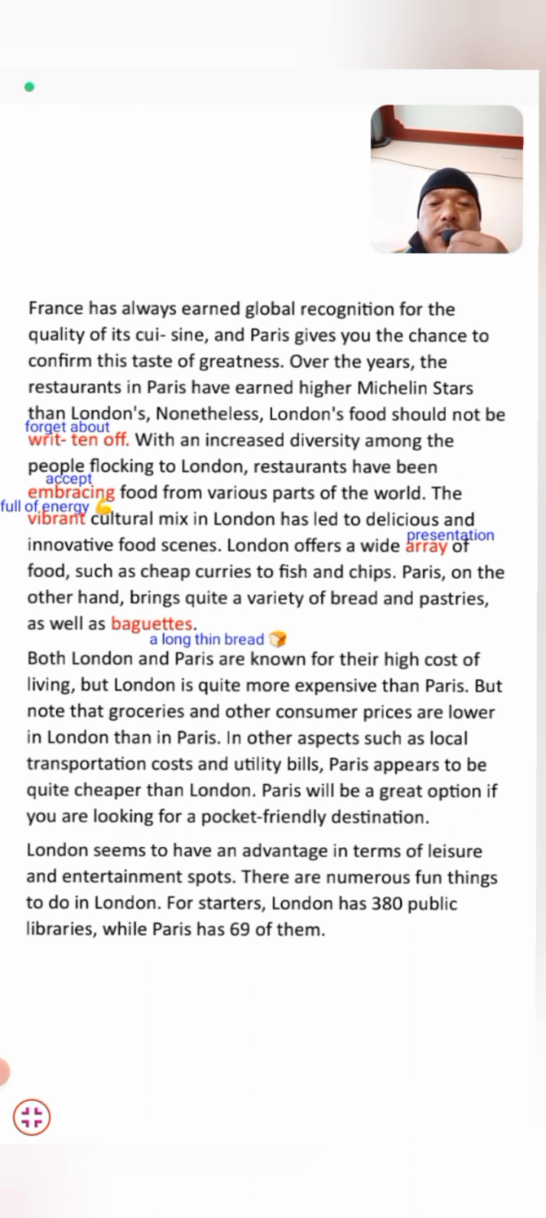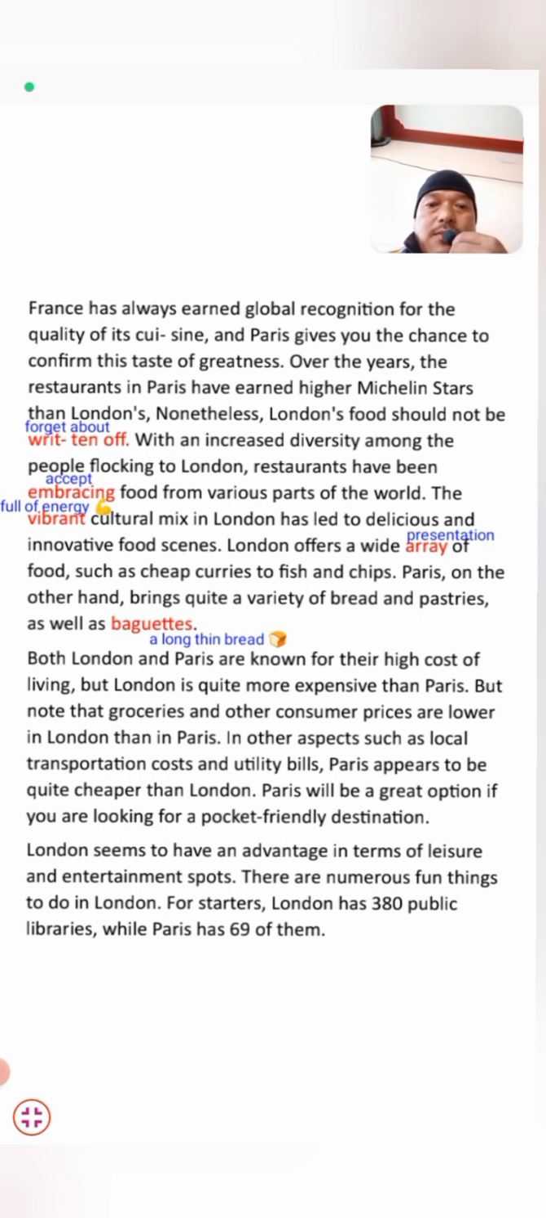Both London and Paris are known for their high cost of living. Both cities are very costly, where if you have to live there, you have to pay a high amount of money. Living costs are very high in both cities. But London is quite more expensive than Paris.